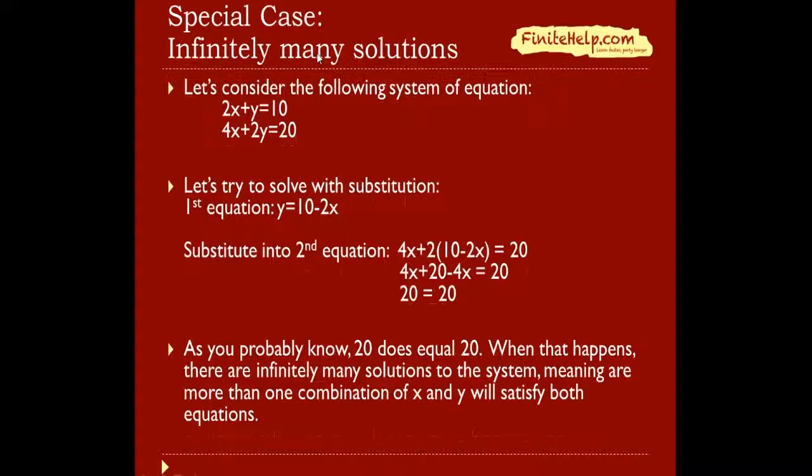Another special case is that there are infinitely many solutions. Let's consider this system of equations. Again, I take the first equation and isolate y. I substitute that into the second equation for y, and I do my algebra. I come out to 20 equals 20. Well, as you know, 20 does equal 20. So this means that there are infinitely many solutions, meaning there is more than one combination of x and y that will satisfy both of these equations.